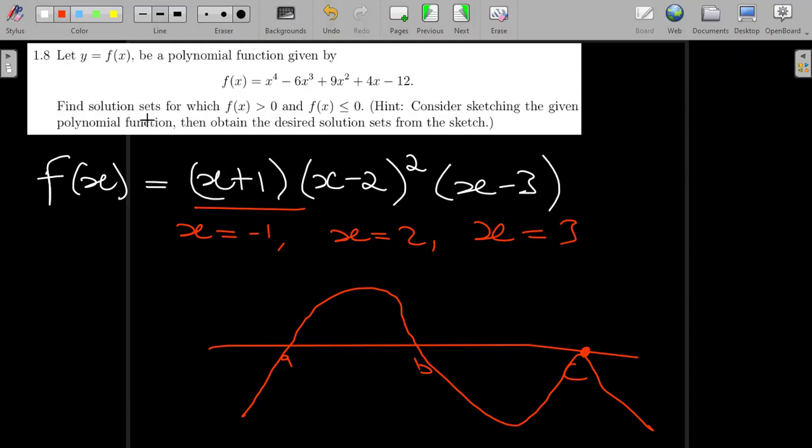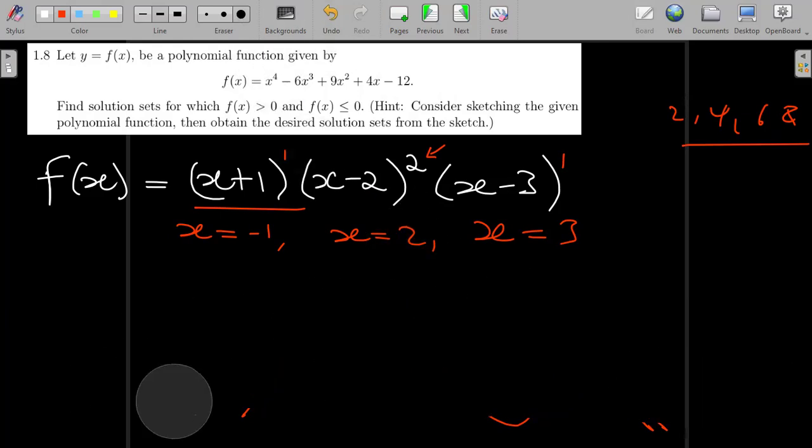So if the power is odd, like this one here simply means this is power 1, even this one is power 1, so if the power is odd for that factor, then the curve will cross the x-axis at that point. But if the power is even, like 2, 4, 6, 8, then it means at that point the curve will not cross it like this, but it will bounce and then go back to the direction where it came from. So that's the scenario that we're going to have there. So at minus 1, it's going to cross. At 2, it's going to bounce. At 3, it's going to cross. Why? You look at the multiplicity there, or the power on the factor.